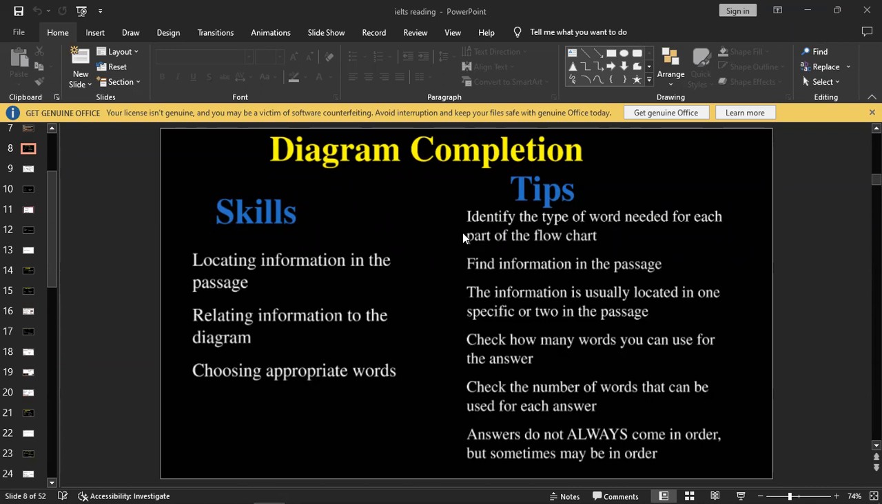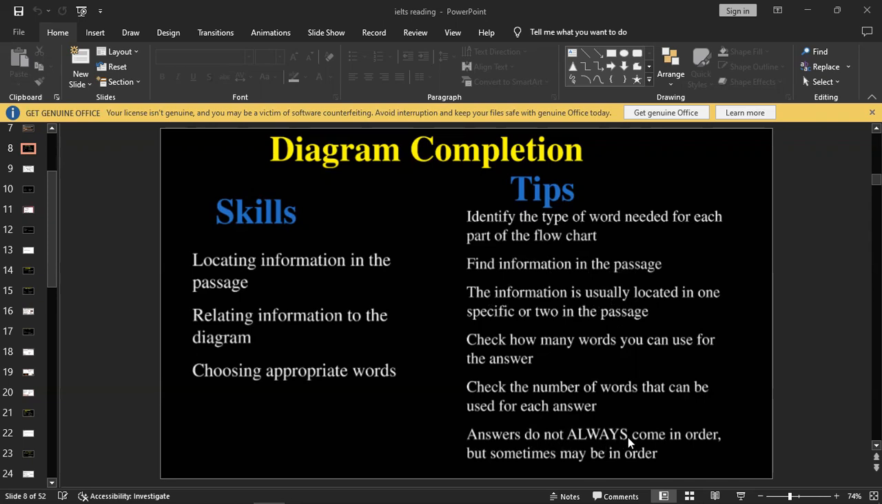The tip, or how you can complete your diagram, is to identify the type of word needed for each part of the flow chart. Find information in the passage. The information is usually located in one or two specific places in the passage. Check how many words you can use for the answer. Check the number of words that can be used for each answer.